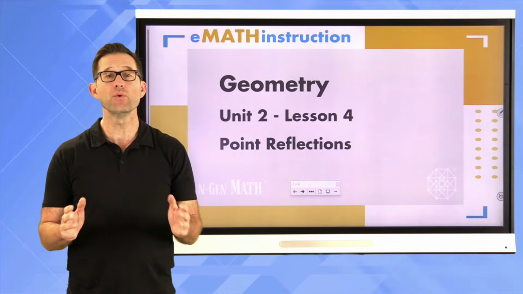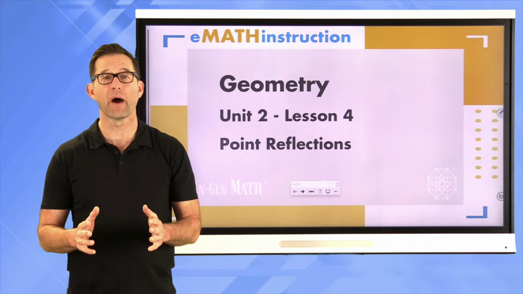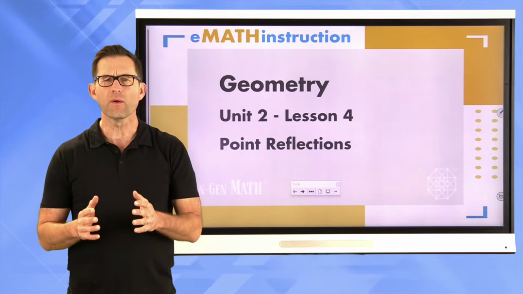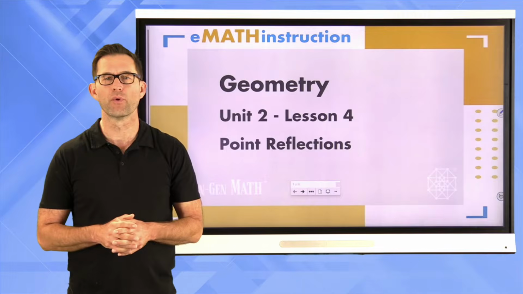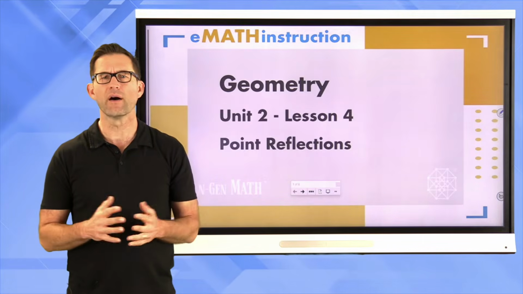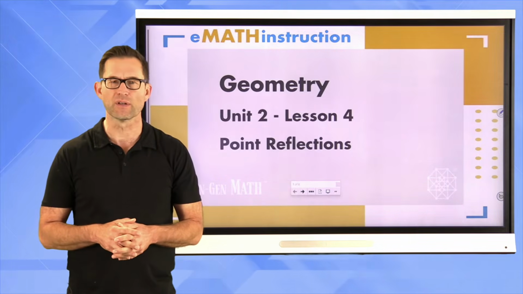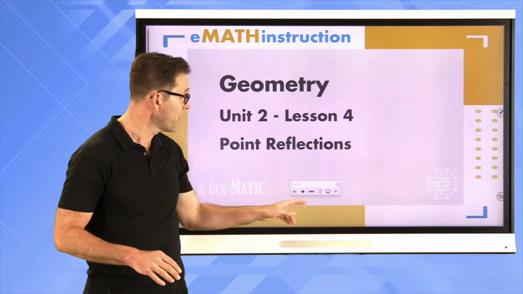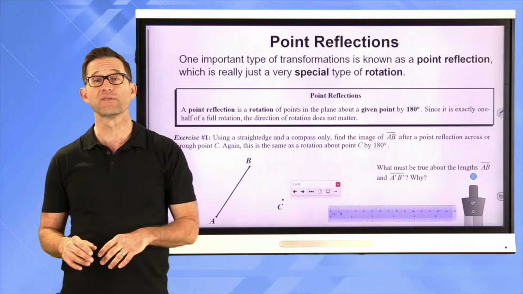So for the past few lessons we've been looking at rigid body motions and specifically looking at rotations. Today we're going to look at a very special type of rotation which, weirdly enough, we're going to call a point reflection. And we'll talk about why we call it a point reflection in a bit. But let's get right into it and talk about what these things are.